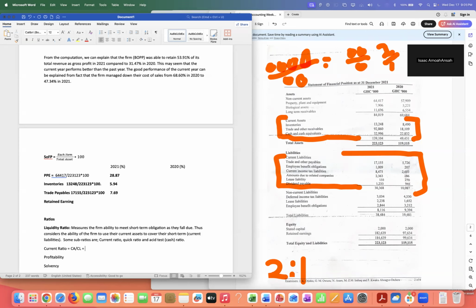For 2021, we have 139,104 divided by current liability. This is the total current liability, 30,368. This is the total current liability that we are picking for 2021. So note it out. All right. So what do we get for 2021 as our current ratio?